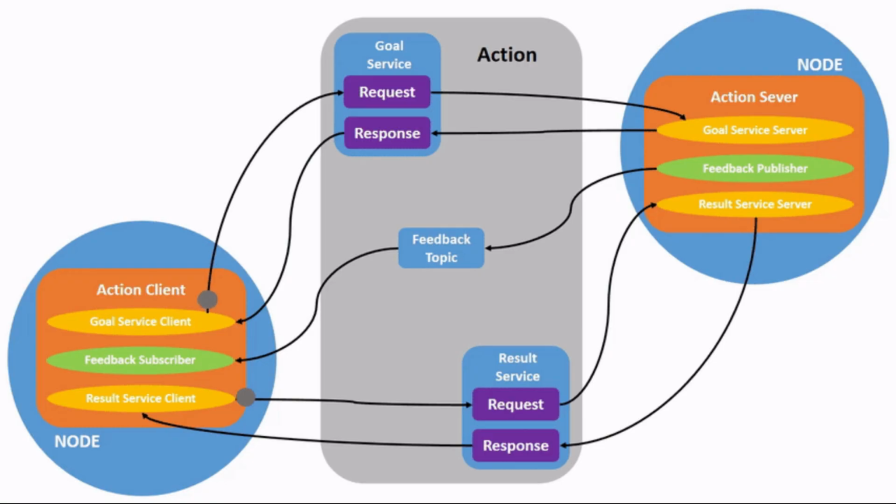So when you use an action, it works like this. First, you, the action client, send your request, the goal, and then the system that handles the task, the action server, starts working on it and sends you progress updates, feedback, so you know what's going on. And when it's all done, you get the final report, the result, telling you how everything went.